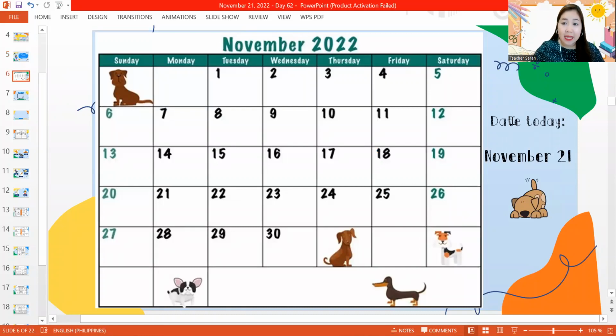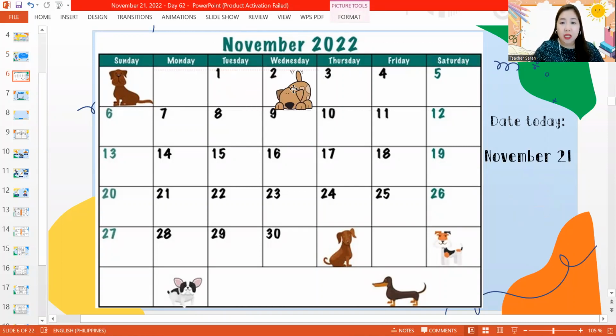Today is what day again? November 21. So we have to count all the way to the number 21. Let's count together. 1, 2, 3, 4, 5, 6, 7, 8, 9, 10, 11, 12, 13, 14, 15, 16, 17, 18, 19, 20, 21. So our dog will be resting on November 21.